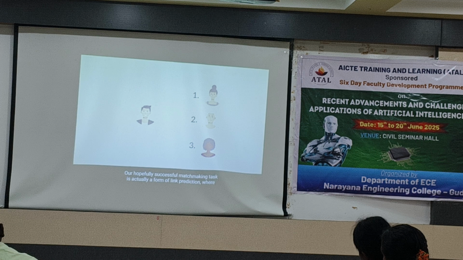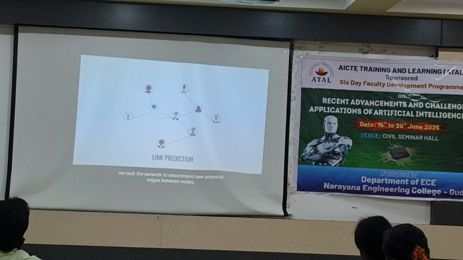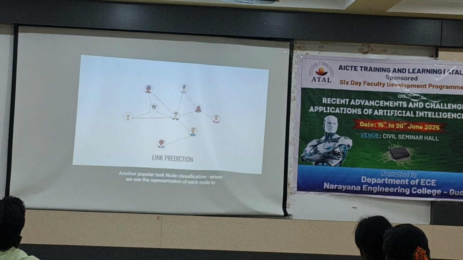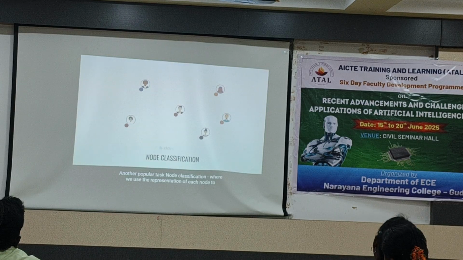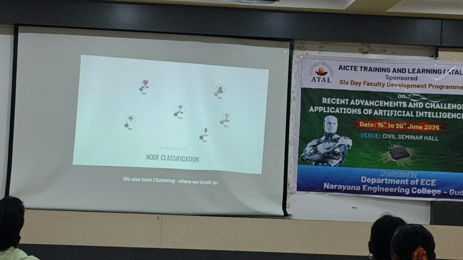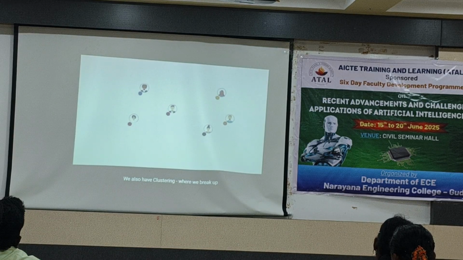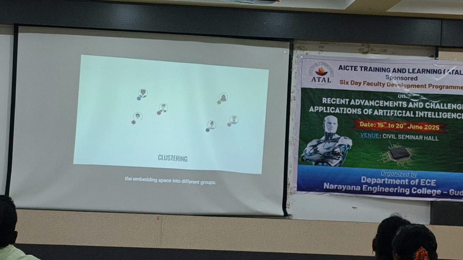Our hopefully successful matchmaking task is actually a form of link prediction, where we task the network to recommend new potential edges between nodes. Another popular task is node classification, where we use the representation of each node to predict a certain class. We also have clustering, where we break up the embedding space into different groups.